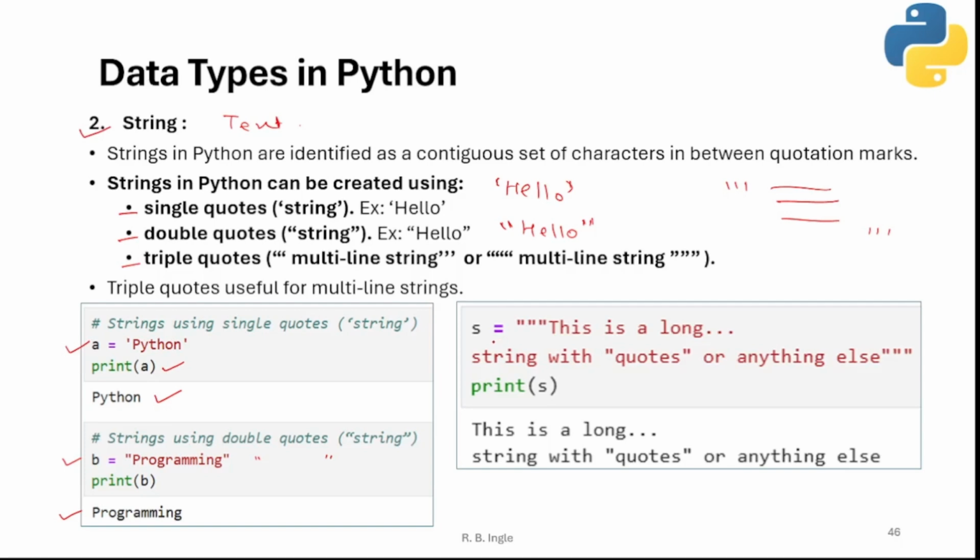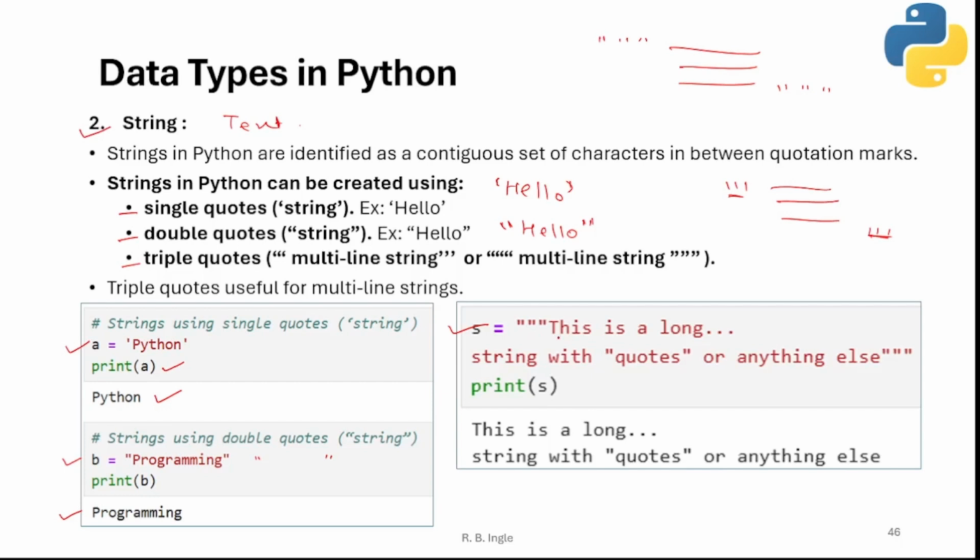Now if you want to make a multiple line string, meaning you want multiple lines, then in that case we can use single quote 3 times at the start and single quote 3 times at the end, or we can use double quote 3 times at the start and write multiple lines, and at the end we will write double quote 3 times. So that is used to write the multiple line string.